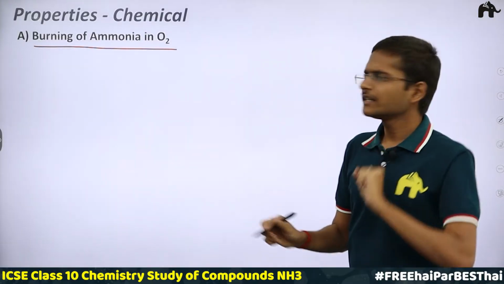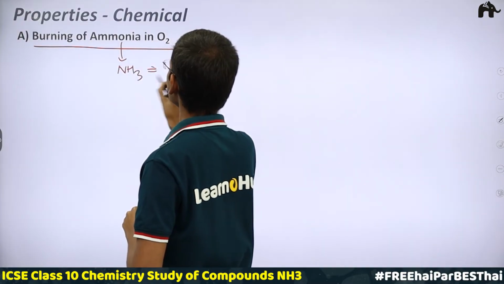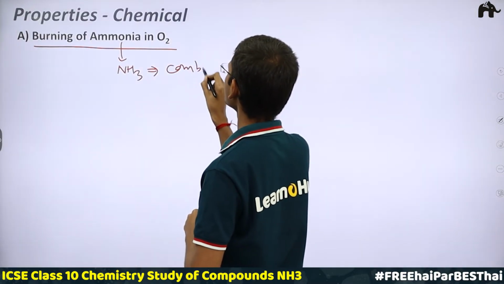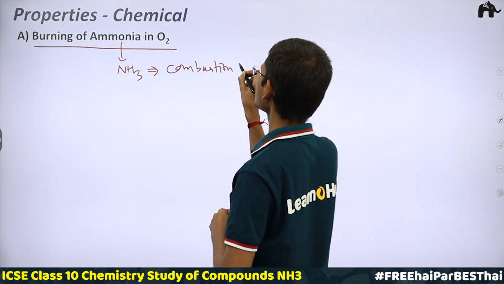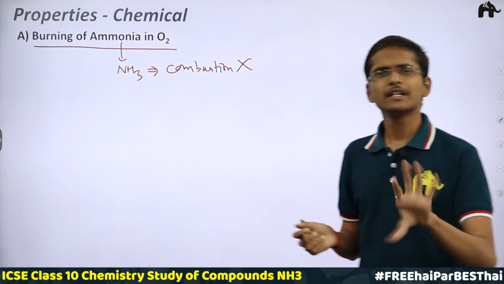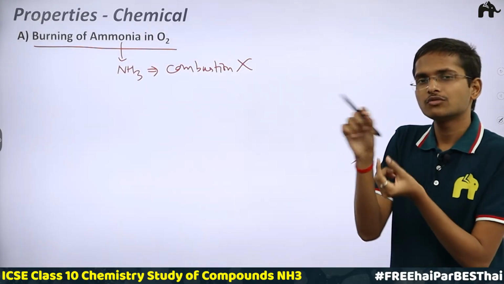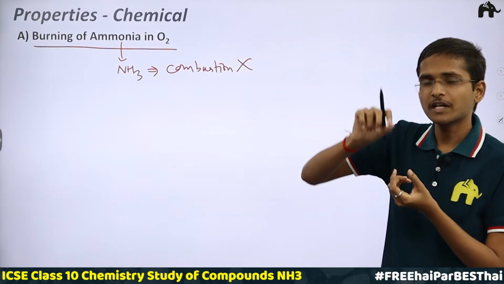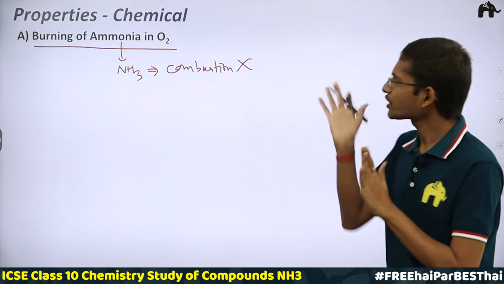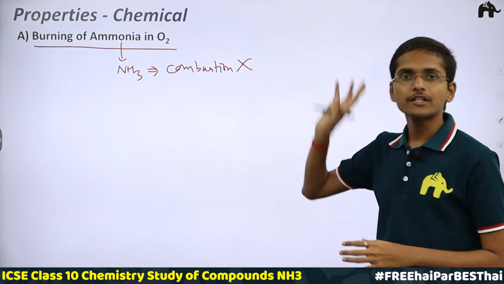First of all, let me tell you that ammonia is not a supporter of combustion. Just like oxygen is a supporter of combustion, ammonia is not. How could we come to know this? It just extinguishes a burning splint. If you take a burning splint to the mouth of a test tube which has ammonia gas, it would extinguish the burning splint. Very simple. Now coming back to the point, the burning of ammonia in oxygen.